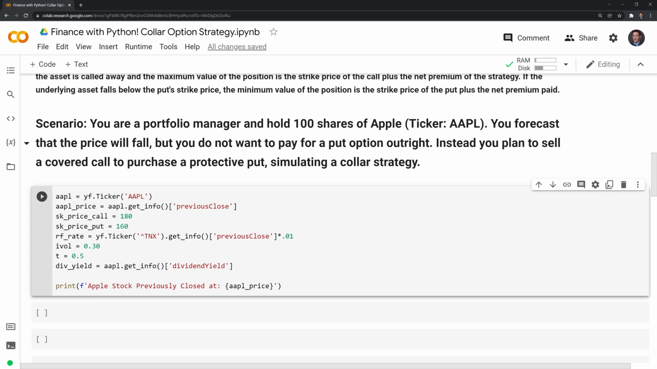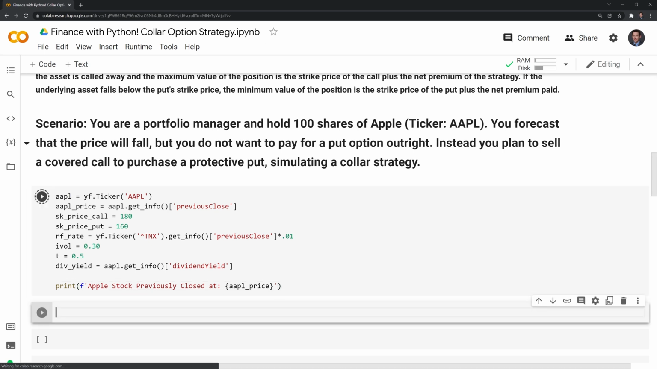For our implied volatility, we'll estimate that it's 30% annualized. Our time factor is 0.5 because we are looking to implement a collar that's 6 months out. And since we're working with years, it will just be 0.5. Finally, we're also going to input the dividend yield. And if we run this, we'll also get to see the current price of Apple shares.